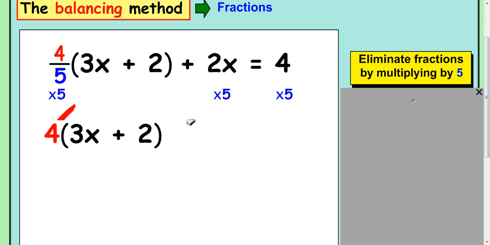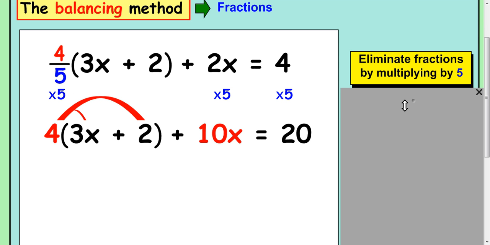Add on 2x times 5, now that's 10x, and 4 times 5 is 20. So all that's happened here is I've timed everything by 5, but in terms of this bit, just the multiplier of the bracket gets multiplied by 5. So you're left with a 4.